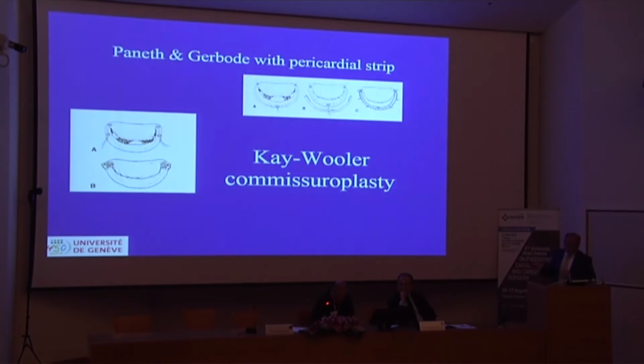But on the other hand, this one, which was described by Paneth and Gerbaudet, with a pericardial strip application with a 5-0 polypropylene suture, and then the reinforcement with the pericardial strip. I believe this is a good technique, because you can prevent the recurrent dilatation of the posterior native annulus, and the anterior part will continue to grow.